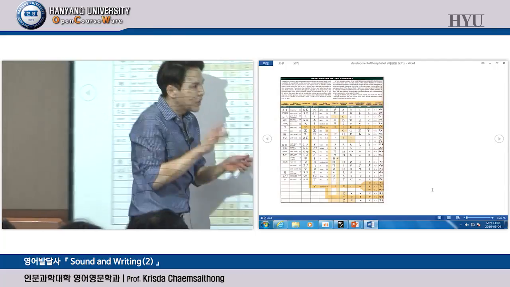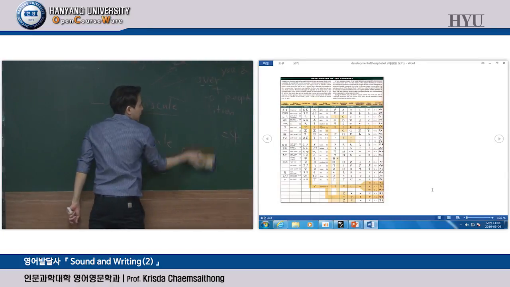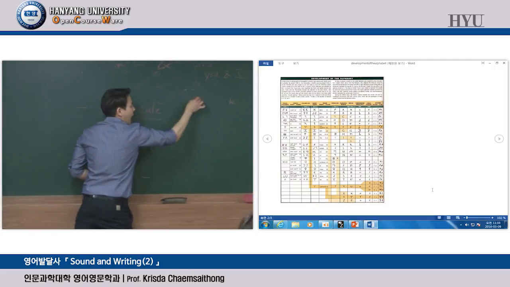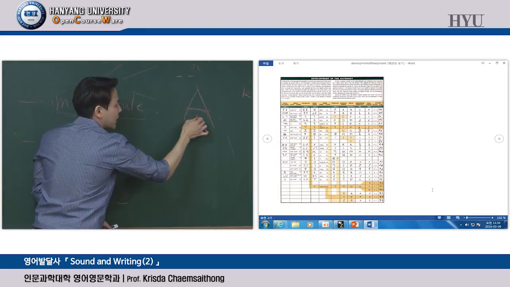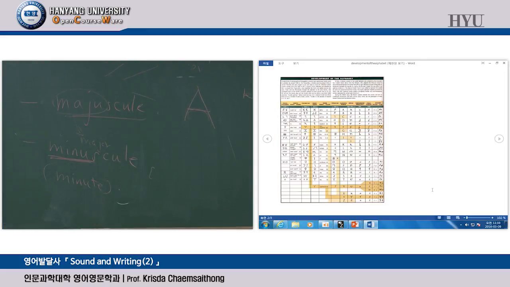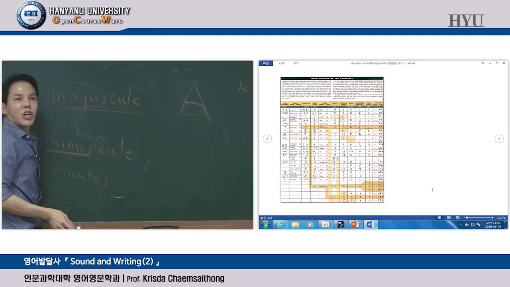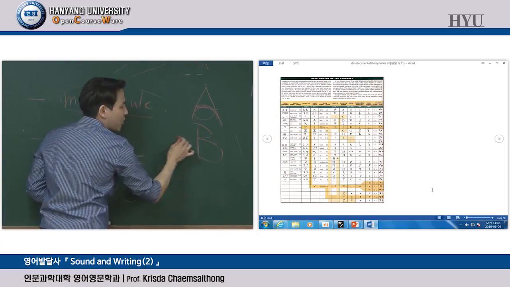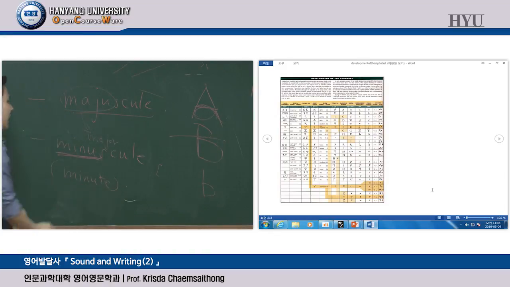Actually, the difference between the capitalized and non-capitalized is just that they cut it in half. So A, right? So if you cut it in half, so you got, let's see here. So A becomes this A. So if you cut it in half and you just write it here, right? Or B, the same thing. So if you cut it in half, so you have B like that, right?